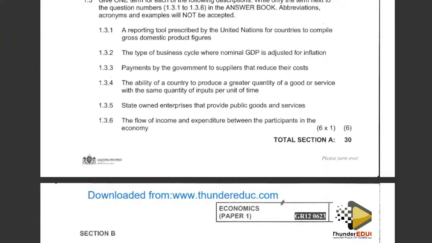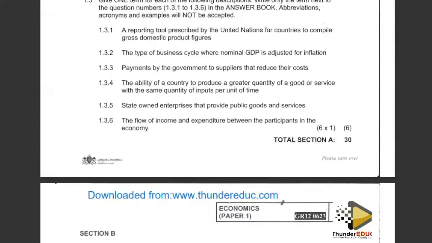Give one term for each of the following descriptions. Write only the term next to the question number. An example is given there. So we have 1.3.1 to 1.3.6 in the answer book. Abbreviations, acronyms, and examples will not be accepted. So what they are saying is you shouldn't write GDP. If you write GDP, I put a cross. I don't even put half. Why a cross? Because it is specified amongst the instructions that you shouldn't write abbreviations, but rather say gross domestic product. Okay, right. Grade 12.